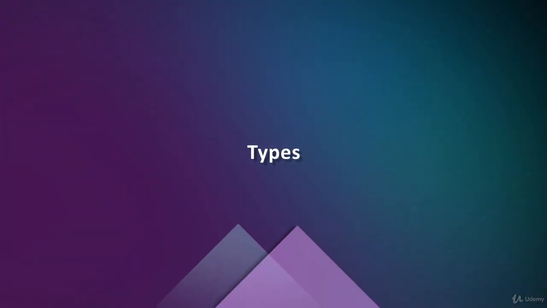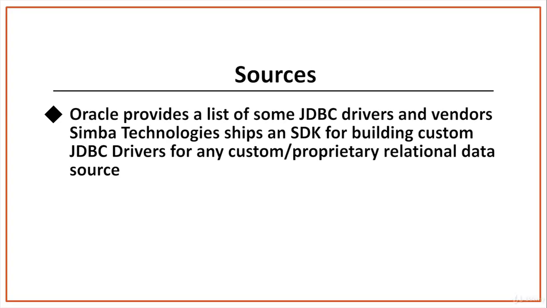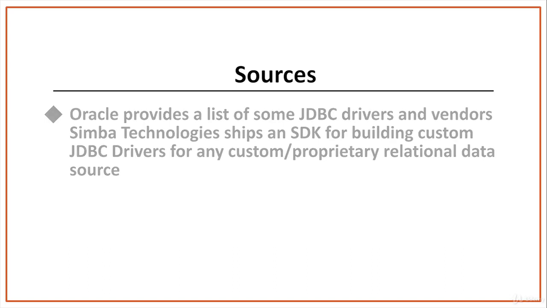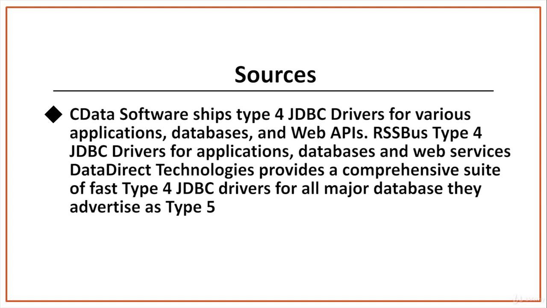Sources. Oracle provides a list of some JDBC drivers and vendors. Simba Technologies ships an SDK for building custom JDBC drivers for any custom or proprietary relational data source. CData Software ships Type 4 JDBC drivers for various applications, databases, and web APIs. RSS Bus ships Type 4 JDBC drivers for applications, databases, and web services.